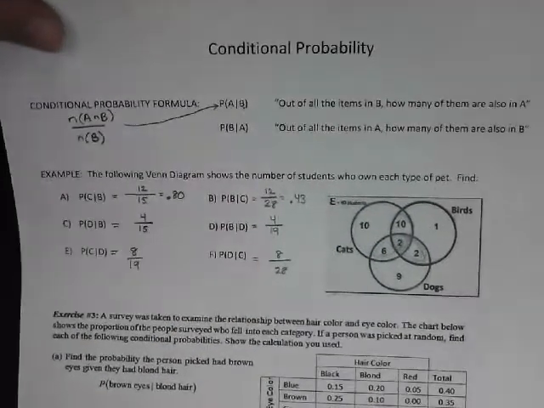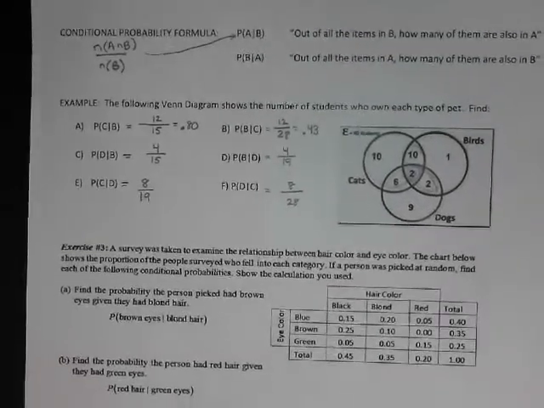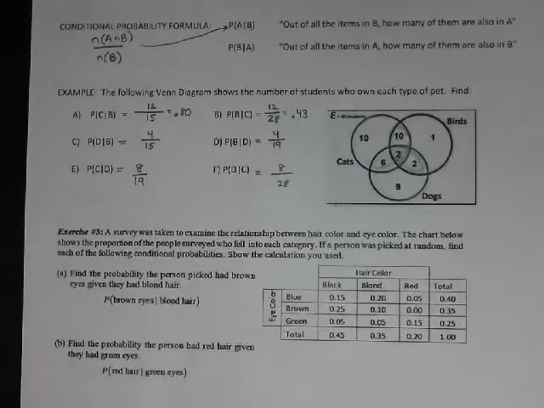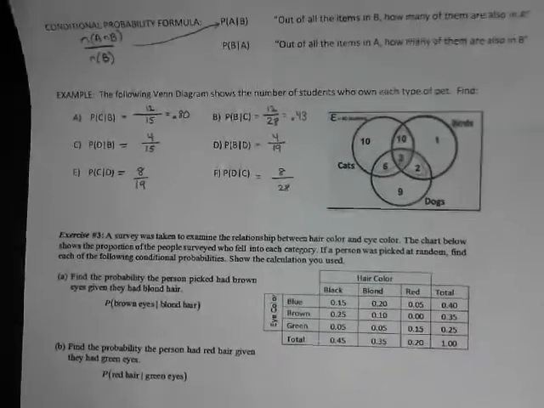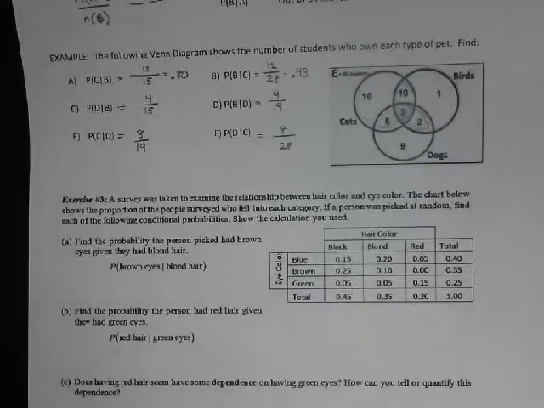So there is an example of A, a Venn diagram with 3 circles, and B, practicing more of that conditional probability. So a survey was taken to examine the relationship between hair color and eye color. The chart below shows the proportion of the people surveyed who fell into each category. If a person was picked at random, find each of the following conditional probabilities. Show the calculation you used.